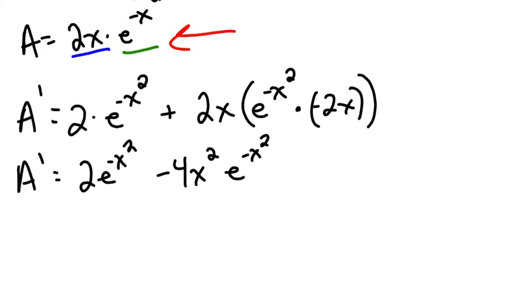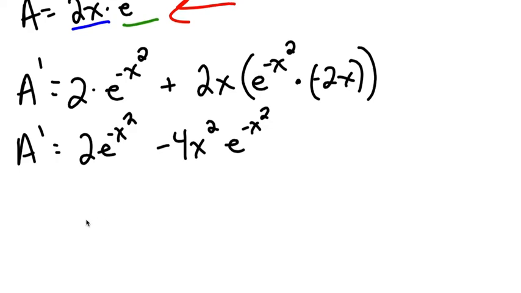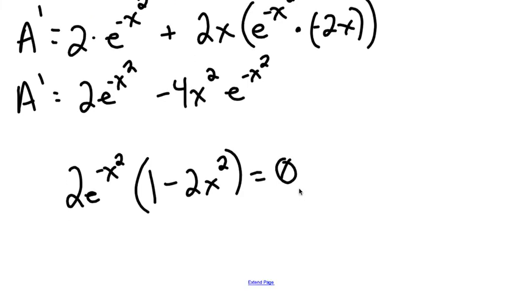We're going to set this equal to 0. So before I set that equal to 0, I'm going to factor some stuff out. They both have a 2e to the negative x squared. What's left? Well, in the first term here, I'm left with a 1, minus, in the second term here, I'm left with a 2x squared. Now, what we talked about in that last problem is that this right here will never be equal to 0. Exponential functions will never be equal to 0. So that means we just have to set this equal to 0.